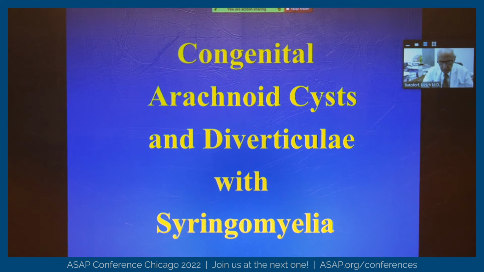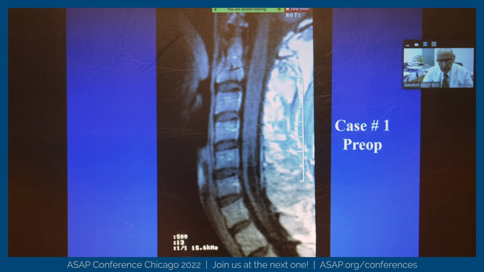So, arachnoid cysts and diverticuli are what we're going to talk about next. Here is an example of a patient who had a syrinx cavity, and it was not apparent why this syrinx cavity existed. And we went on to myelography.